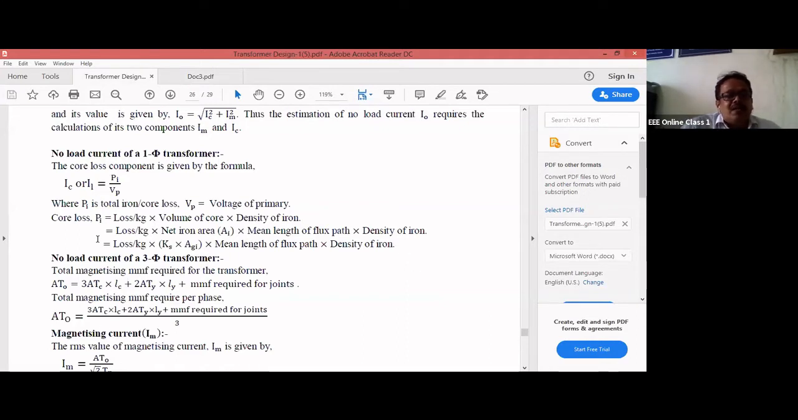So finally, core loss PI is equal to loss per kg into the net iron area AI, which can be written as Ks into AGI, where AGI is the gross core area, into mean length of flux path into density of iron. That is the core loss PI for single phase. For three phase, you have to multiply by 3. Whatever core loss you get, you multiply by 3. The same formula holds good, multiplied by 3, for the core loss of a three-phase transformer.